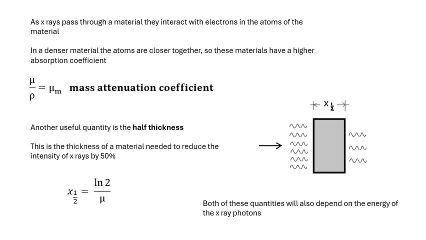Now, that will depend on the energy of the X-rays. So you'll have, like, the half thickness for 60 electron volt X-rays. Okay, so it depends on the material, but it also depends on the energy of the X-ray photons. And the equation should look very familiar. It's not T half is log 2 over lambda, it's X half is log 2 over mu.